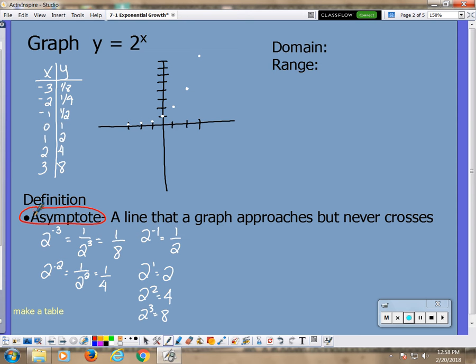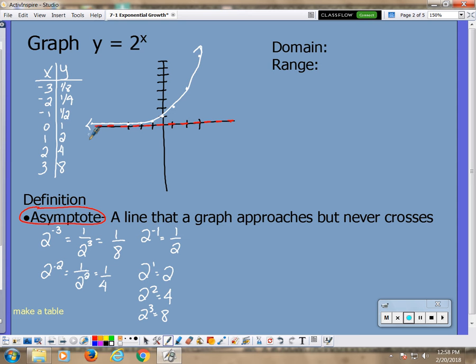An asymptote is, think of it as a wall. It is a line that the graph will not cross. It's this wall. So in the case of this problem, we notice that we're going to get closer and closer to 0, but we're never going to cross it. So we put a dashed line to represent that that's our asymptote. And when I'm drawing my graphs, I just make sure that my pencil or my pen never touches the x-axis in the case of this problem.